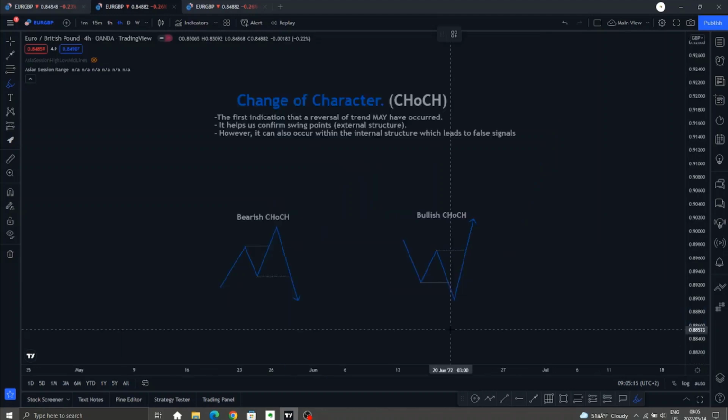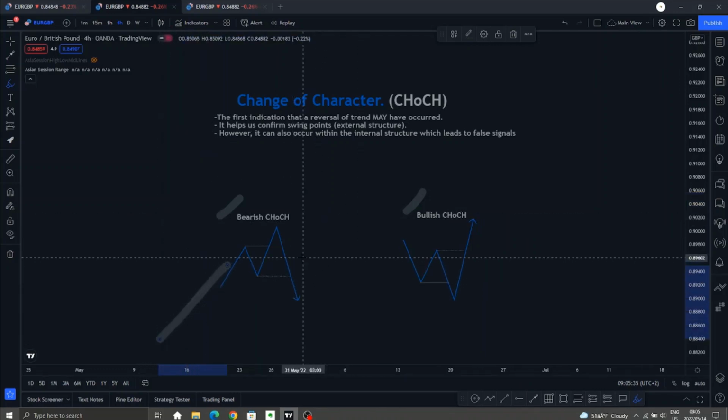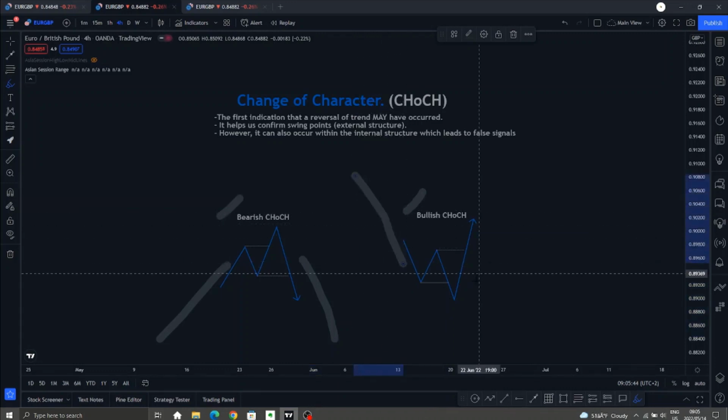So essentially, when looking at change of character, you've got two types: a bearish change of character, and a bullish change of character. As the name suggests, a bearish change of character is the first indication that a bullish trend has now switched towards a bearish trend. Equally, a bullish change of character is the first indication that a bearish trend has now switched towards a bullish trend.